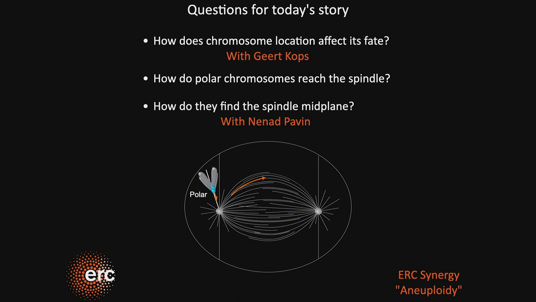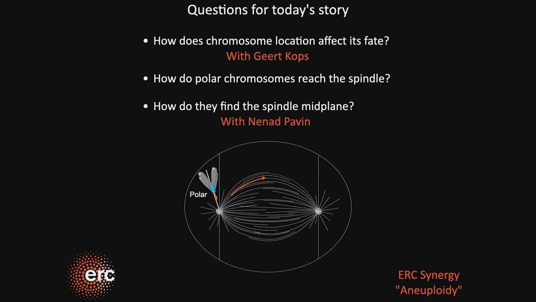And today I will focus on three questions. First, I will tell you something about how chromosome location affects what will happen to the chromosome during division. This will be like an introduction to tell you that there is something interesting happening with the polar chromosomes, and polar chromosomes are those behind the pole.